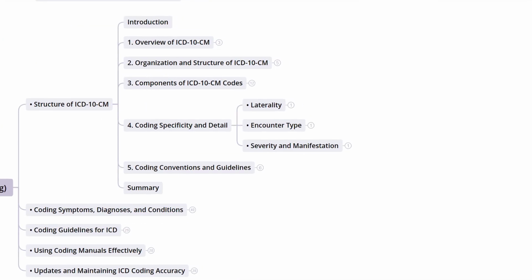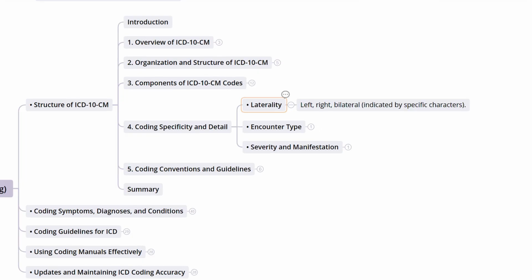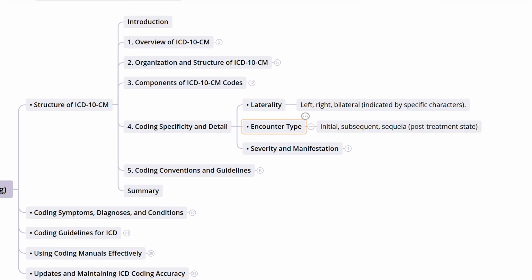Coding specificity and details. Laterality: it is to distinguish between left, right, and bilateral. These are indicated by specific characters. Next, encounter type, such as initial, subsequent, and sequela, also referred to as post-treatment state.